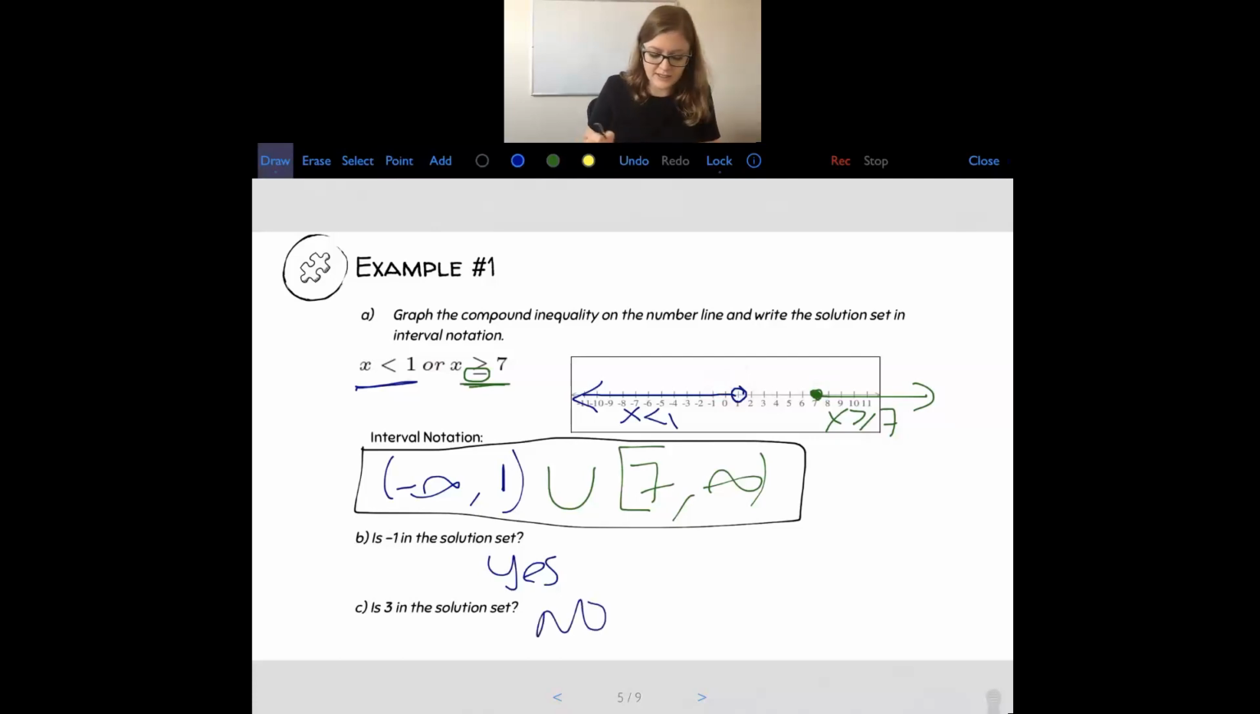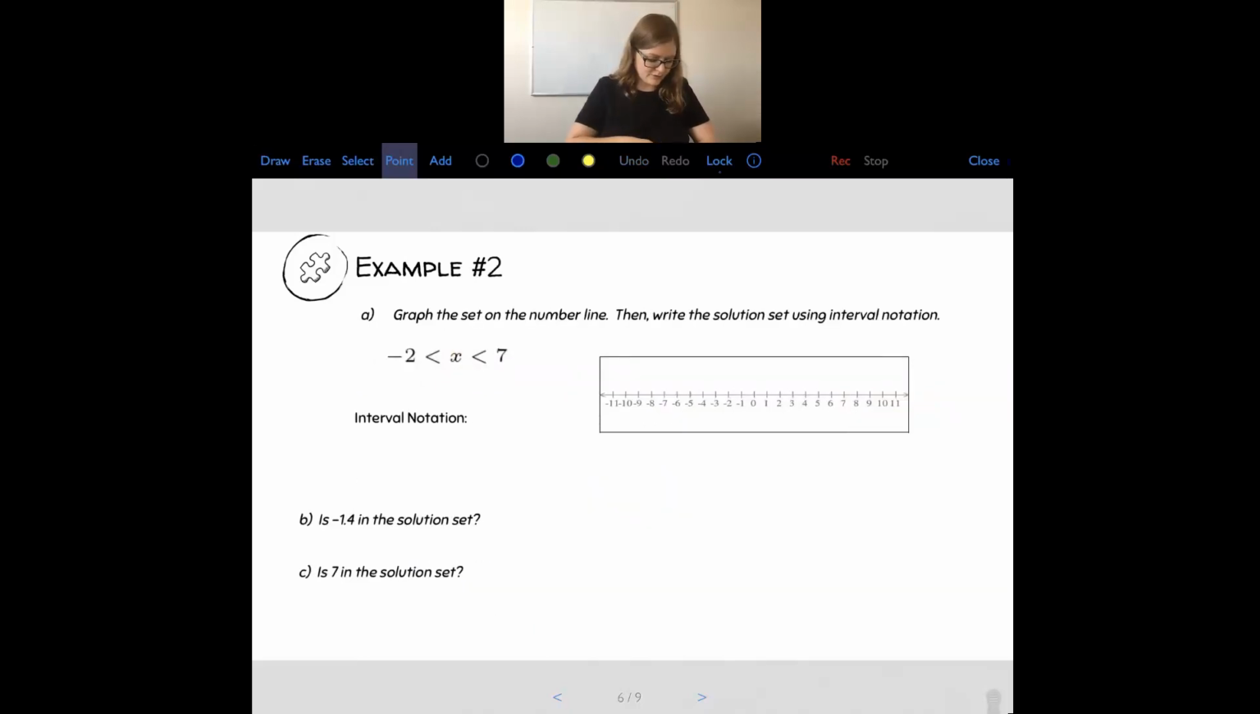Okay, so one way to also look at part B, is -1 in the solution set, you're looking to see, is -1 less than 1 or greater than or equal to 7? Yes, since it's less than 1, it is part of the solution set. Okay, and then again for 3 being part of the solution set, you're looking at, is 3 less than 1? No. Is 3 greater than or equal to 7? No, so it's not part of the solution set there. Okay, so moving on to example 2.